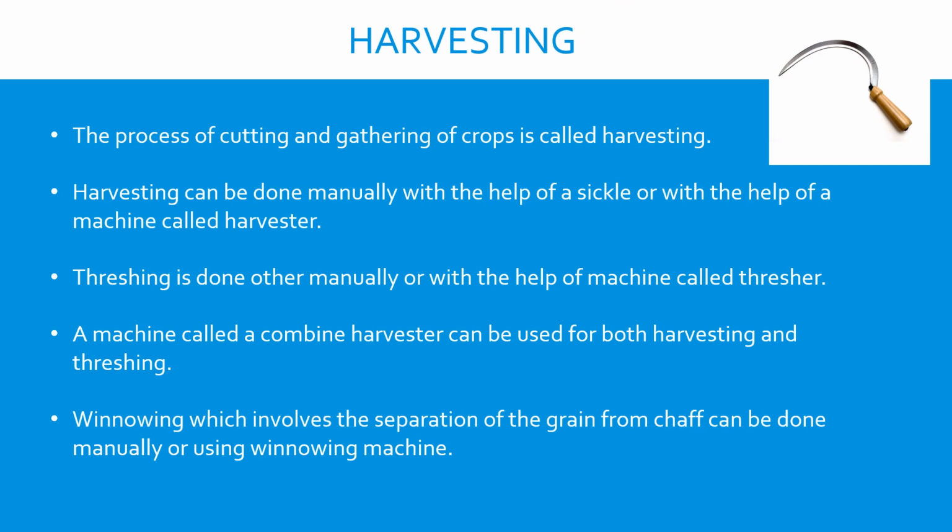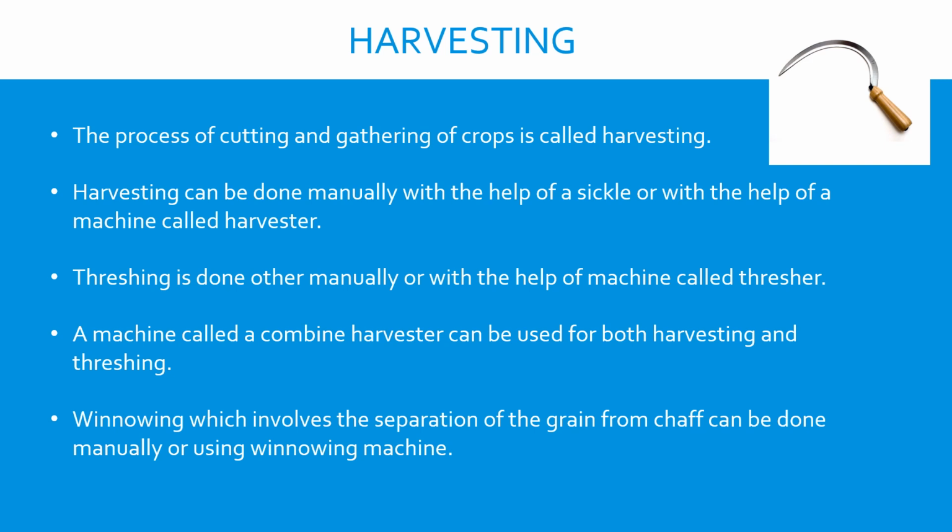Harvesting. The process of cutting and gathering of crops is known as harvesting. So after the plant is grown, we need to harvest it. Harvesting of cereal crops is either done manually or with the help of a sickle. Sickle means the picture which is on the screen now. That is an agricultural implement known as a sickle, or with the help of a machine called a harvester. A harvester also can be used for harvesting.